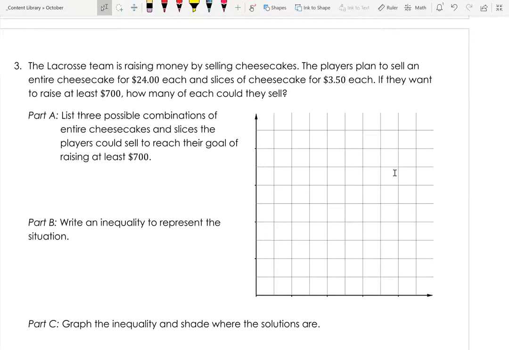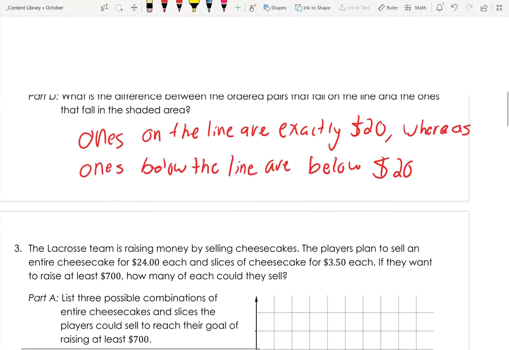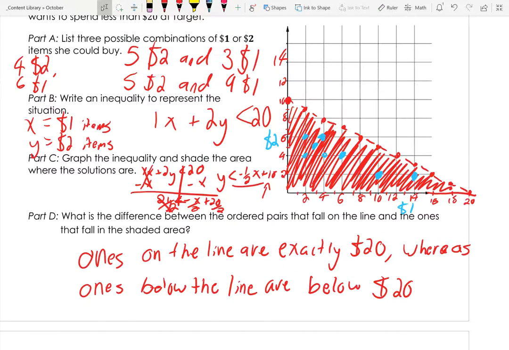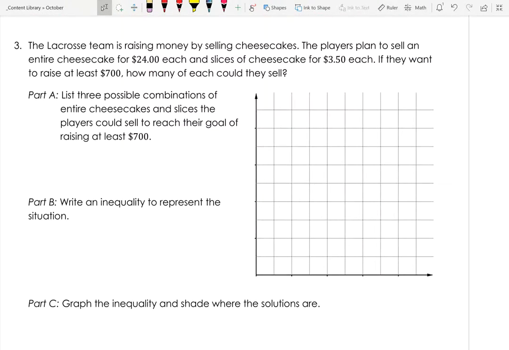What I'm going to actually do is answer this one last. This problem is a lot easier to do after I've already made my graph, because once I've made my graph, it's easy to just pick points like you saw me do in that last problem, where I was drawing those blue points left and right. I was able to find combinations anywhere on that graph. So once I have the graph drawn, it'll be very easy to identify those answers. So we're going to skip A and come back to it.